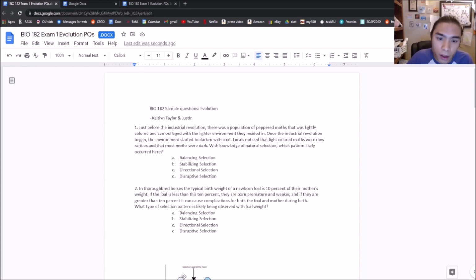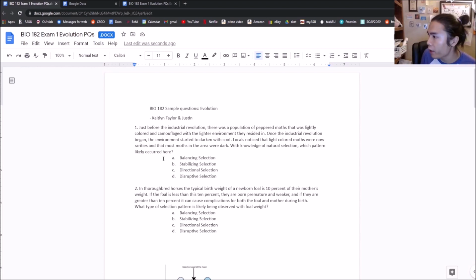Just before the Industrial Revolution, there was a population of peppered moths that was lightly colored and camouflaged with the lighter environment they resided in. Once the Industrial Revolution began, the environment started to darken with soot. Locals noticed that light-colored moths were now rarities, and that most moths were dark in area. With knowledge of natural selection, which pattern likely occurred here?